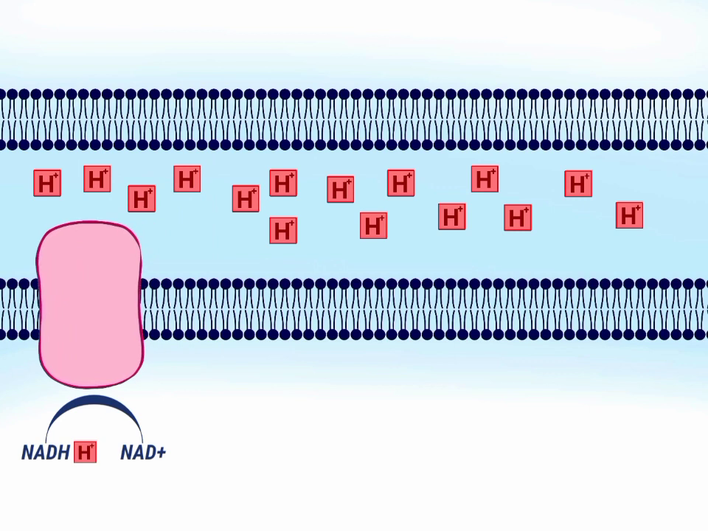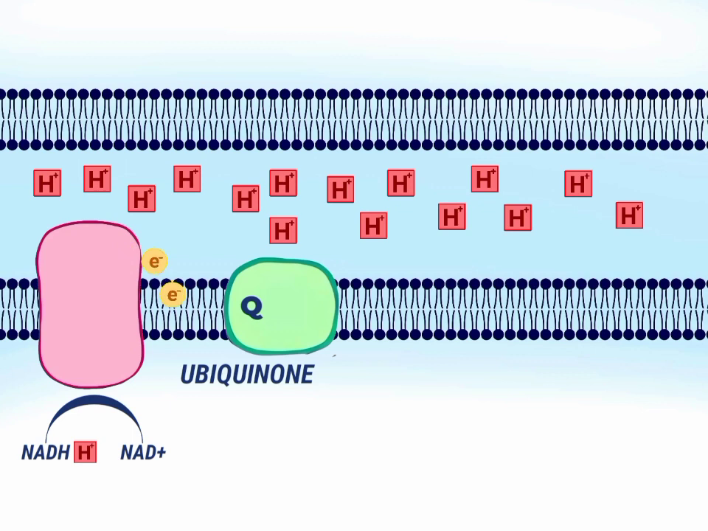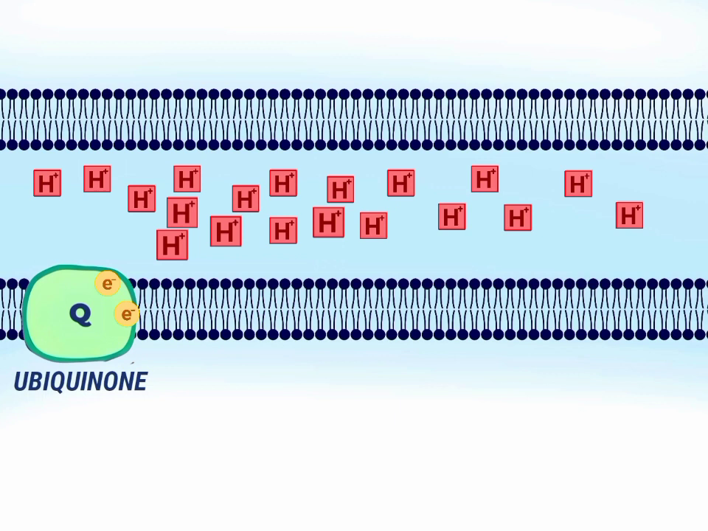Complex 1, also known as NADH dehydrogenase, is the first and largest protein complex in the electron transport chain. It receives two electrons from the NADH and transfers them to a mobile electron carrier called ubiquinone, represented by a Q symbol. In this process, it pumps four protons from the matrix to the intermembrane space, creating a proton gradient across the inner mitochondrial membrane.